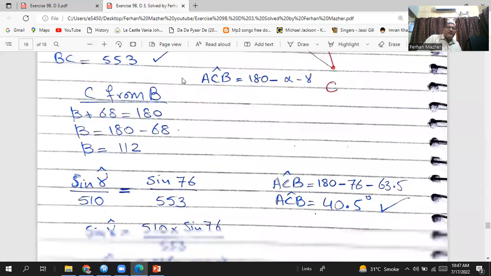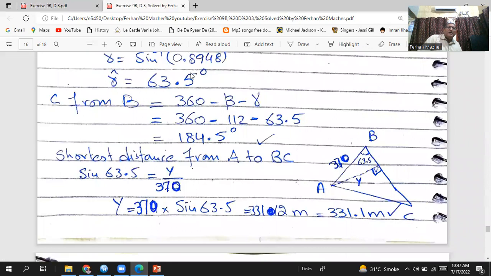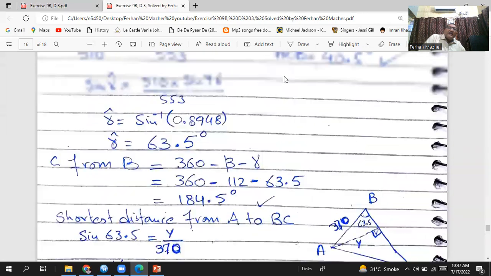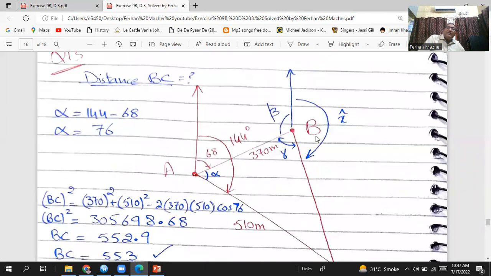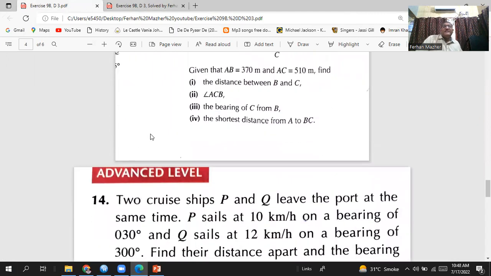So let me show you. Here we go. This will be 360 minus beta minus gamma. So 360 minus 112 minus 63.5, and that will be 184.5. So the bearing of C from B will be 184.5 degrees, and that is this angle X. This is the bearing of C from B. From B means that at B you draw the north, and from that north you come clockwise to BC. Then their question is the shortest distance from A to BC.